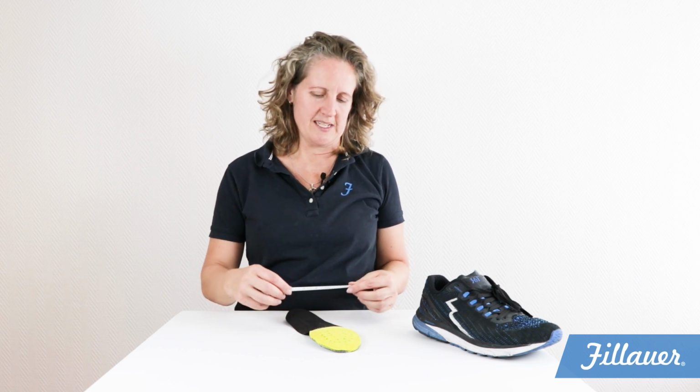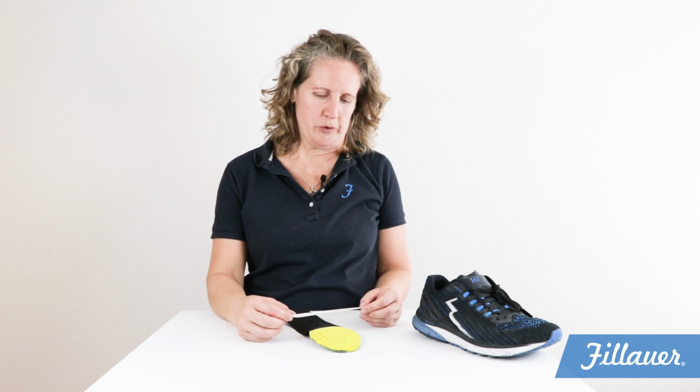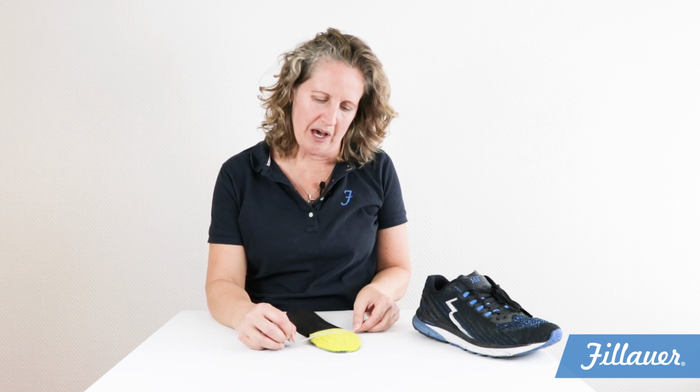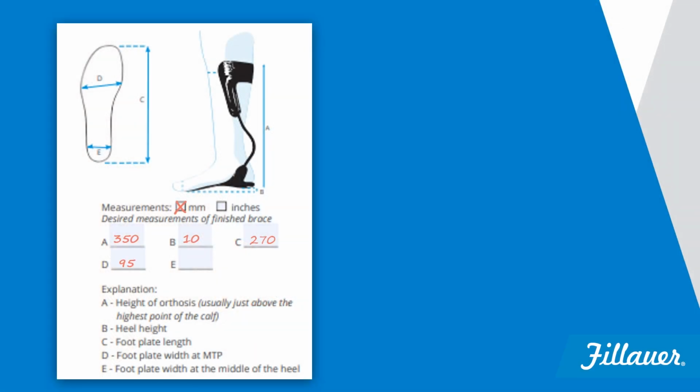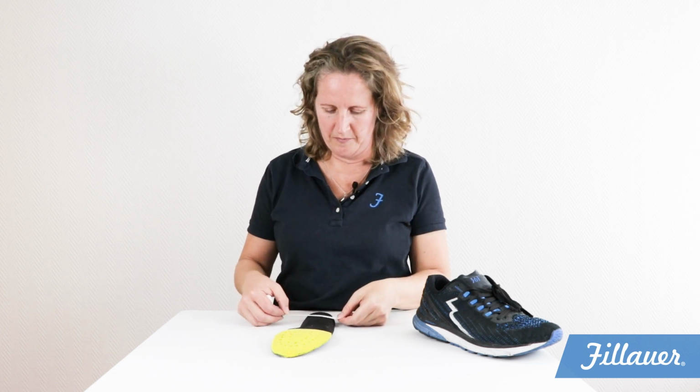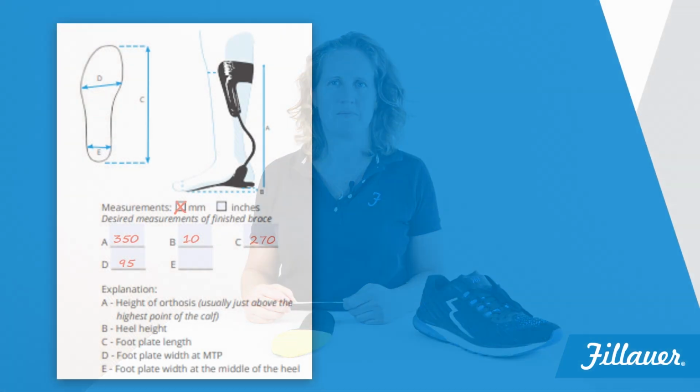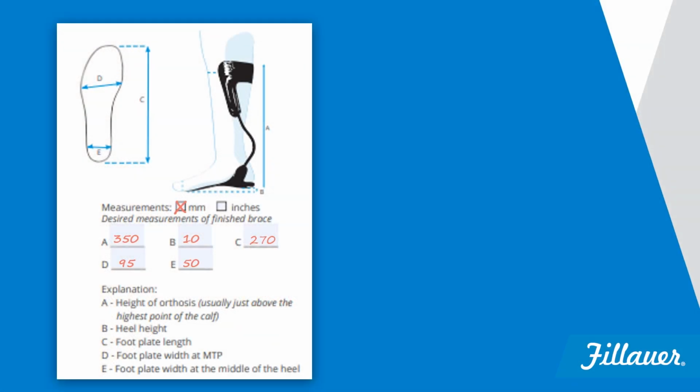The D measurement on the form is the width of the foot plate at MTP level. This one is also measured on the insole of the shoe. Here we have 95 millimeters. The E measurement is the width at the middle of the heel. For this shoe, it's 50 millimeters. We use these measurements to make the foot plate fit the inner bottom of the shoe.